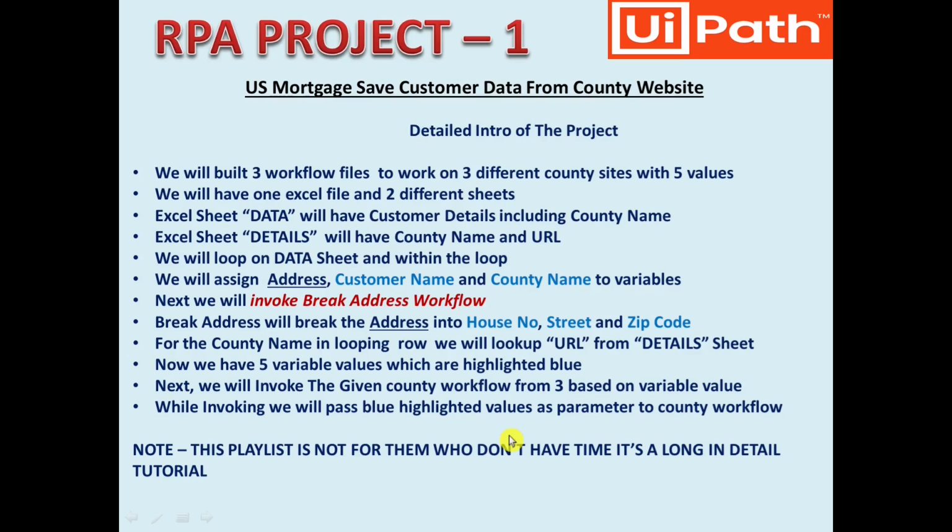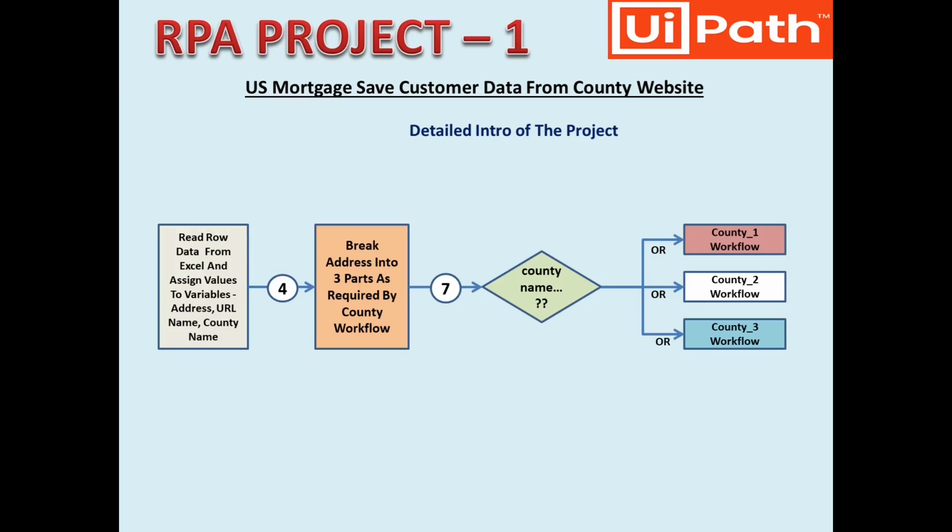Here you can also see it in a little more detail. Pause the video. And here you can see the entire transaction structure. So here we will get four variables from the Excel when we read the Excel. And then we will break that address into three more different parts. So the total number of inputs becomes 7. We will send that information using arguments and then we will call the county workflow.